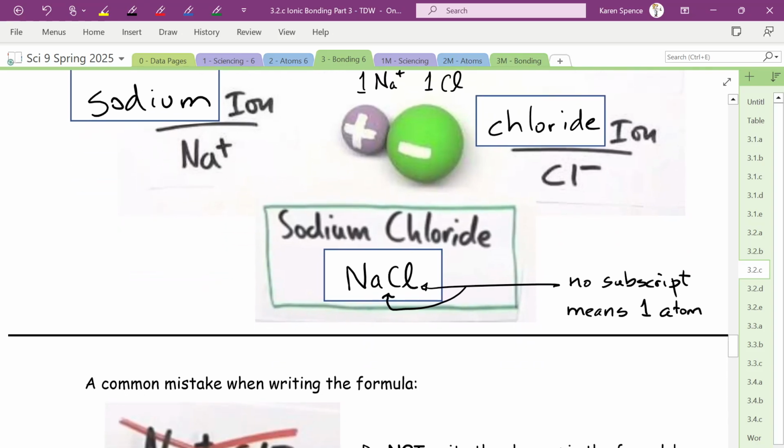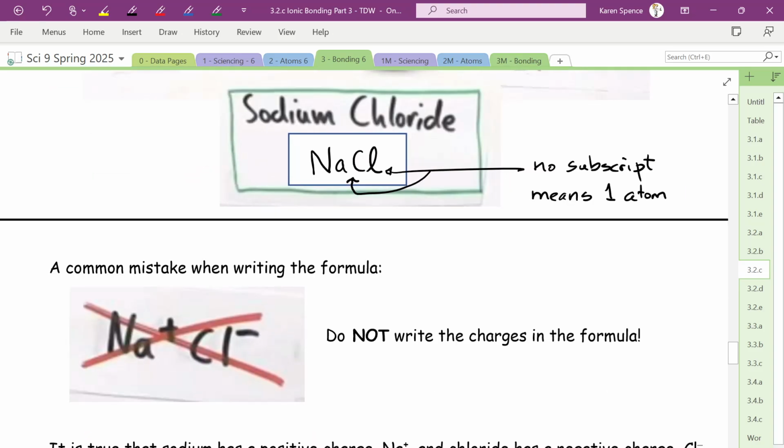Now, we can just do the rest of this without Tyler. A very common mistake that people make when they are writing the formula is to put the charges in there. But we don't do that. So you just write NaCl. Because the entire thing is neutral, because positive one cancels negative one, we just leave it and we don't write the charges. The separate ions, when they're apart, we would write them with the ion charges, but when they are together, no charges.